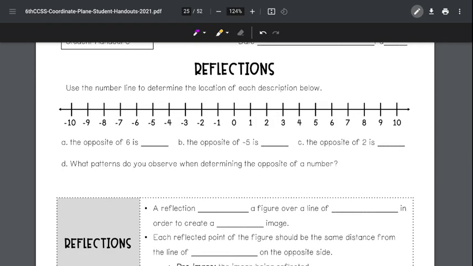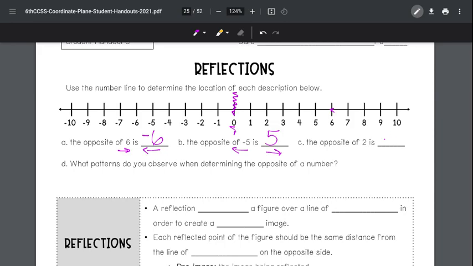So what we're going to do is, 0 is very important. If I'm at 6, that means I'm 6 units right. If I want the opposite, I have to be 6 units opposite of 0, which means I will be at -6. So if I'm 6 units right, now I'm 6 units left. If I'm at -5, which is 5 units left, now I'm going to be 5 units right, which is +5.